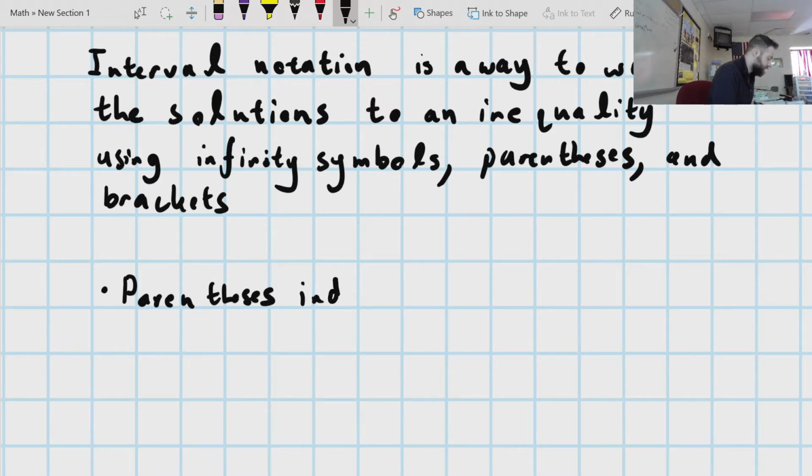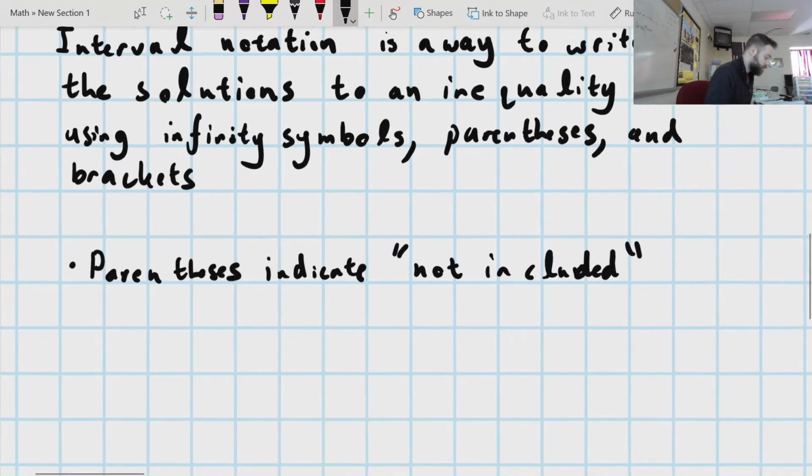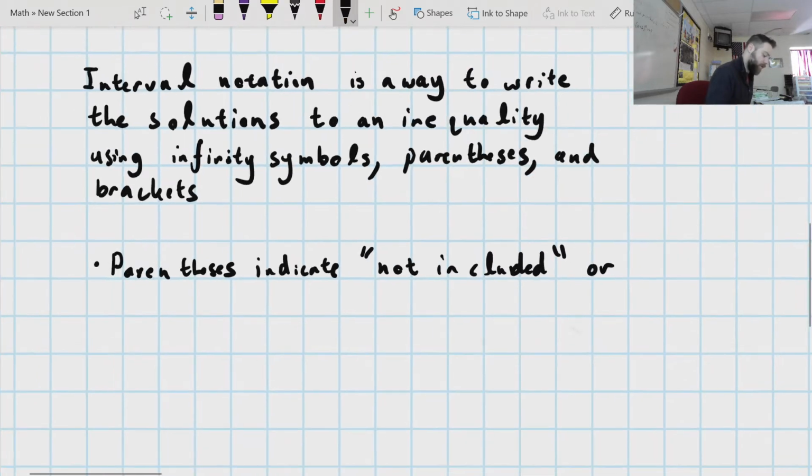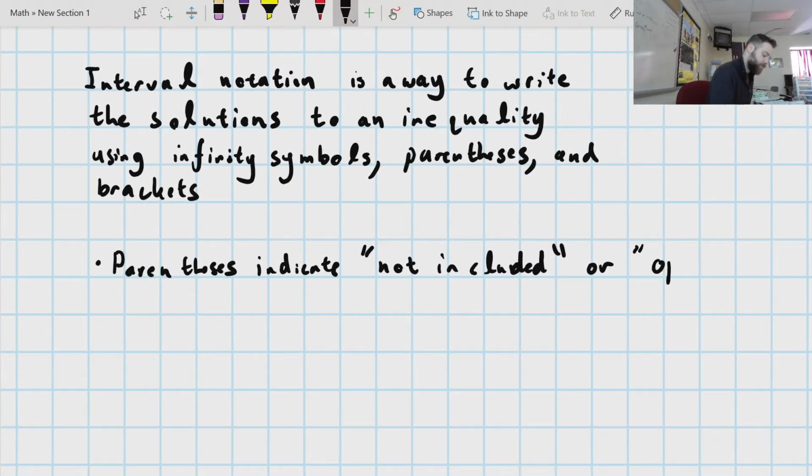So parentheses indicate that a number is not included, or the set is open. And we'll talk about what that means.